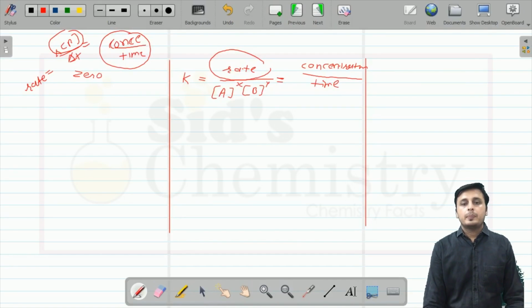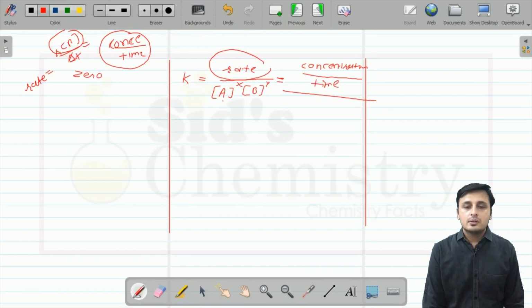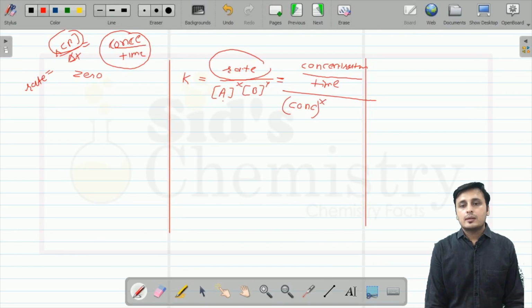Now we know what the units of A are. A is a concentration. Whenever something is given in square brackets, we consider it a concentration. So for A we can write concentration. So I am writing in short concentration raised to x, and again I will write concentration raised to y.